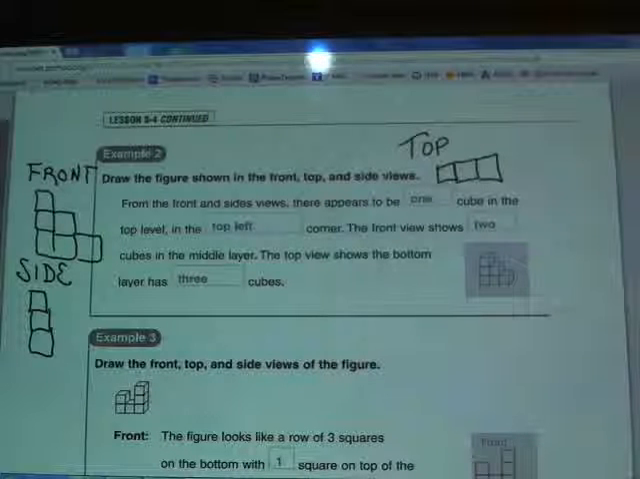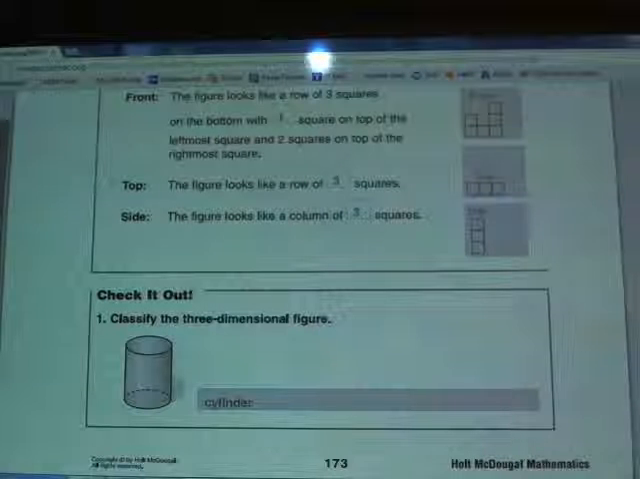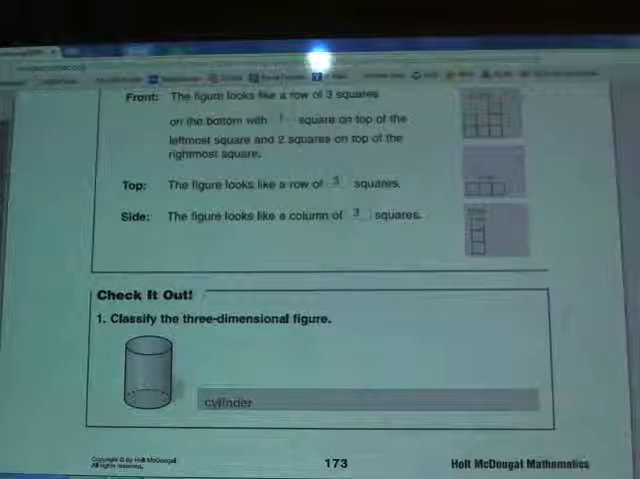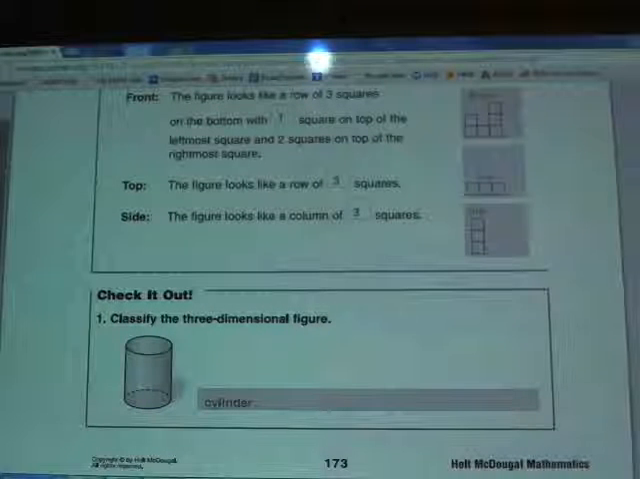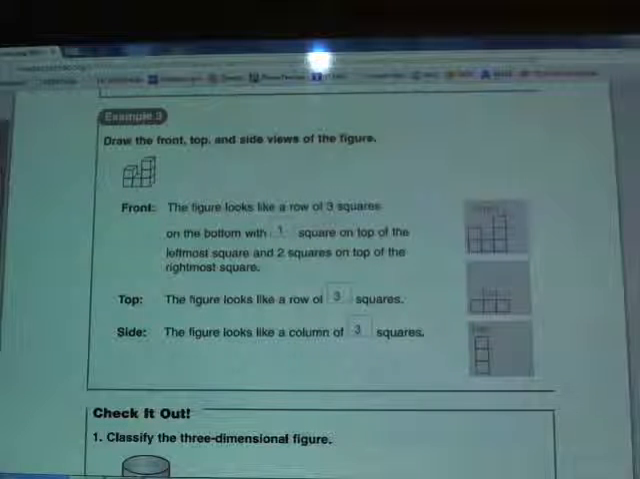All right, let's go ahead and take a look at number 3 then. In question number 3, we're working with our orthogonal views again here. And we're supposed to draw the front, top, and side views of the figure. So we're doing the exact same thing we did in just the last question here. All right, so first thing here, talk about the front. Well, the front is exactly what we're seeing right now.